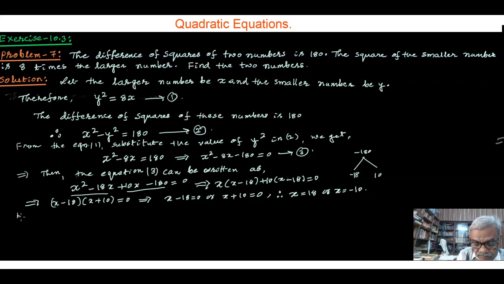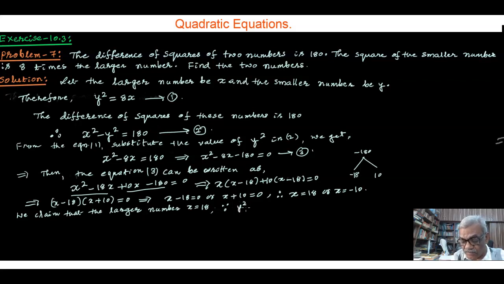We claim that the larger number x is equal to 18. Why? Because y square, the square of the smaller number, I am going to find out, that is 8 into 18, that is 144. This implies y equal to plus or minus 12.